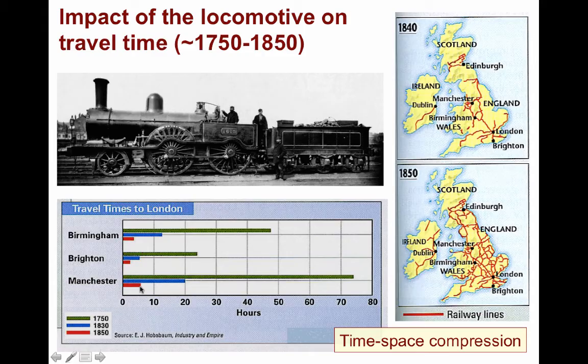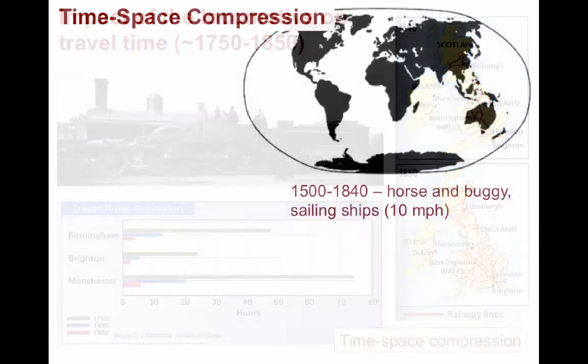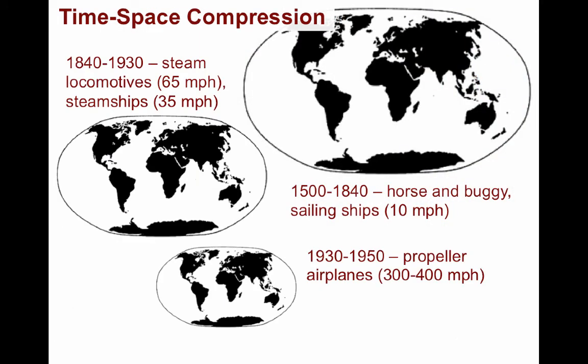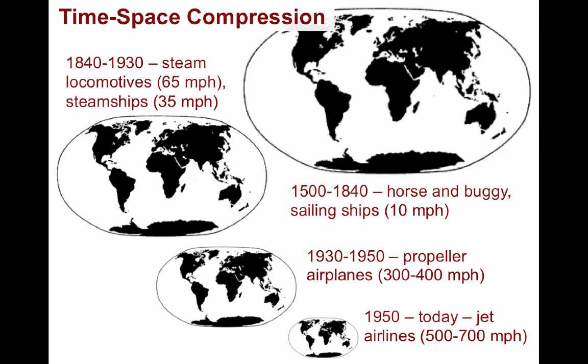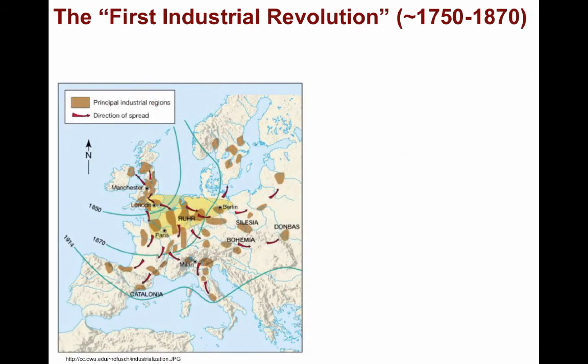This is what time-space compression is all about. The world feels as if it gets smaller as transport and communication technology improves. And certainly the Industrial Revolution diffused first to relatively close places such as the Netherlands, Germany, France, Poland, Italy, and Russia, and across the Atlantic to the United States.